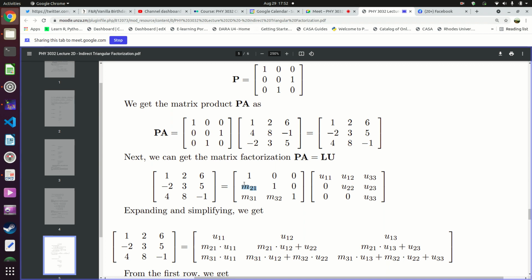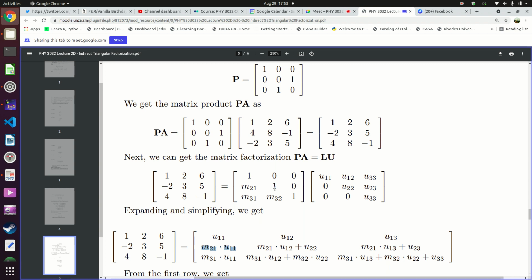So when we multiply the first row times the first column, you end up with U11. We have seen how to do this. We multiply first row times second column, we end up with U12. First row times third column, you end up with U13. Second row times first column, you end up with M21 U11.